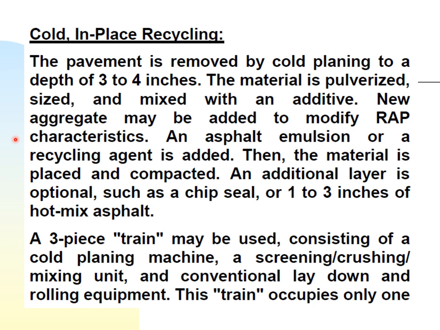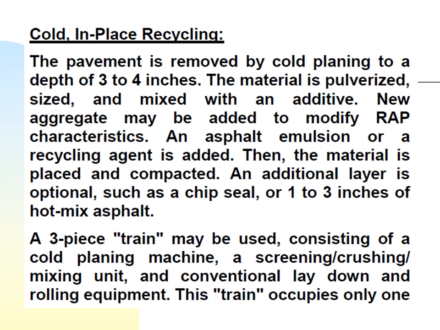An asphalt emulsion or a recycling agent is added. Then the material is placed and compacted. An additional layer is optional, such as a chip seal or 1 to 3 inches of hot mix asphalt. A three-piece train, the train that you would find on the next slide, may be used, consisting of a cold planing machine, a screening or crushing or mixing unit, and conventional lay down and rolling equipment.